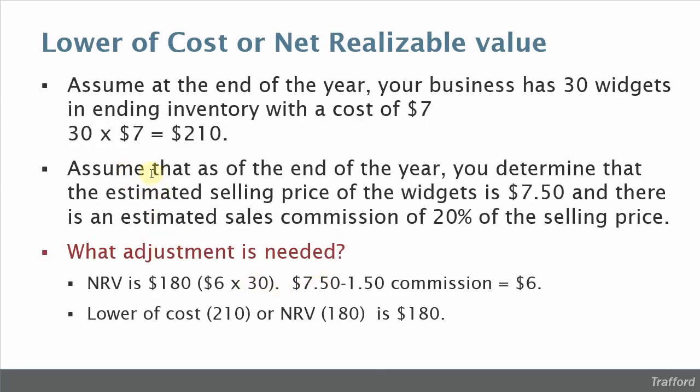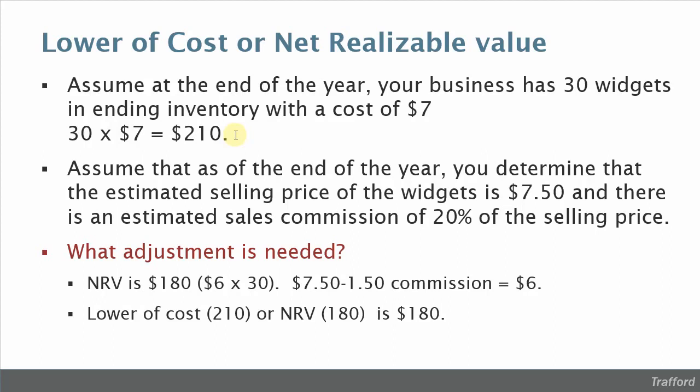So we'll assume that you have a business and your business sells widgets. At the end of the year, you have 30 widgets sitting on the shelf, so 30 widgets in your ending inventory, and using whatever your costing method is, you've determined that the cost of those 30 widgets is $7 each. So in your inventory account at the end of the year, before any adjusting entry, you have a cost of $210.